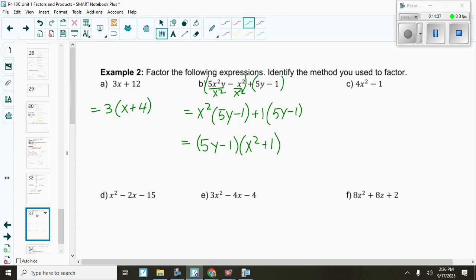This one has 2 terms. Is there a GCF I can take out of it? No, there's no GCF. There's 2 terms, so let's see if we can do difference of squares. Is 4 a perfect square? Yeah. Is x squared a perfect square? Yeah. How about 1? Yeah. So if I take the square root of both of these, I end up with 2x plus 1 and 2x minus 1.